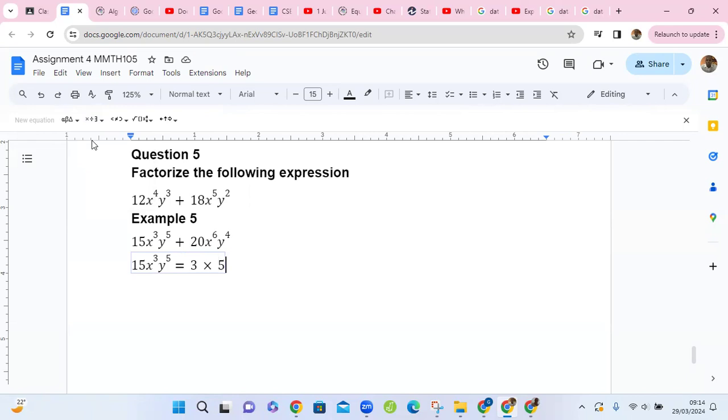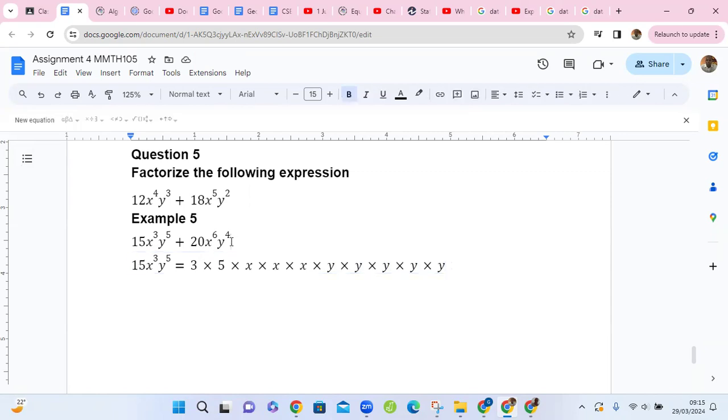And let's break up x to the 3 into its factors. The factors of x to the 3 is x times x times x. 3 x's must be present. Likewise, the factors of y to the 5: y must appear 5 times. So that's 1, 2, 3, 4, 5. So here we have expanded out this term into its factors.